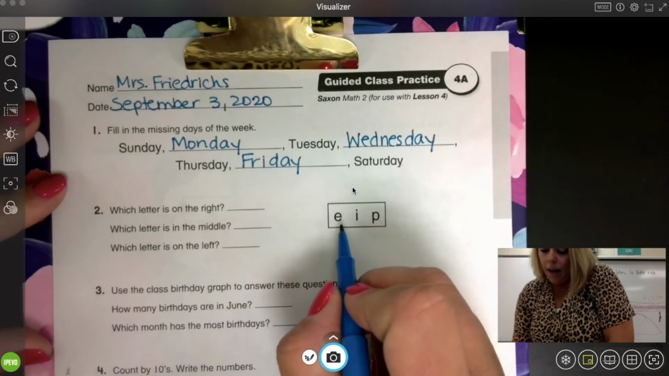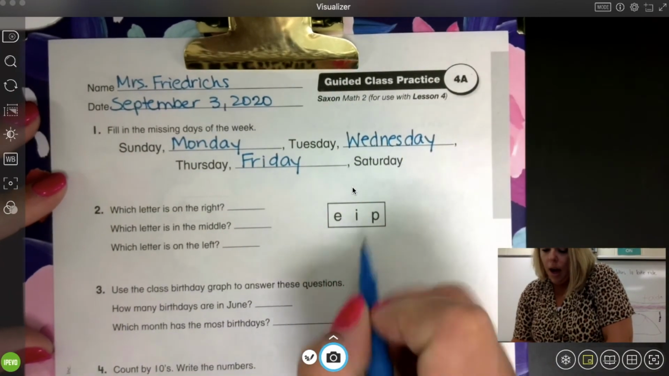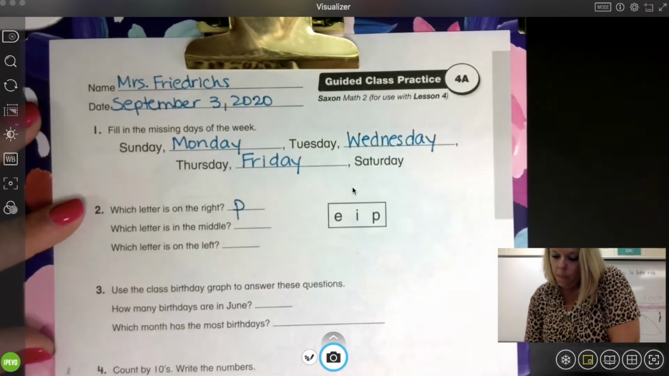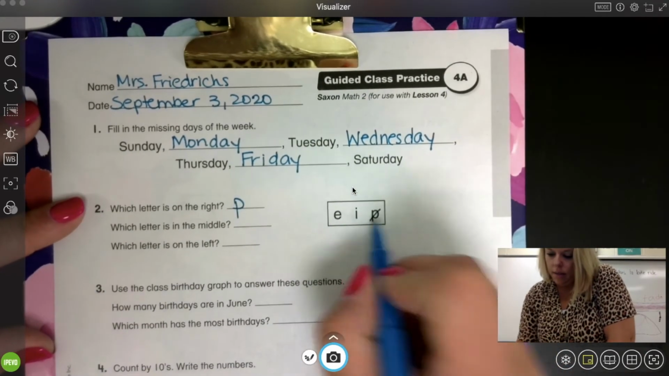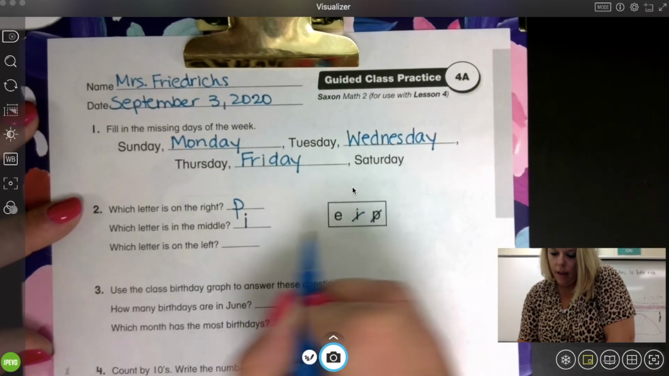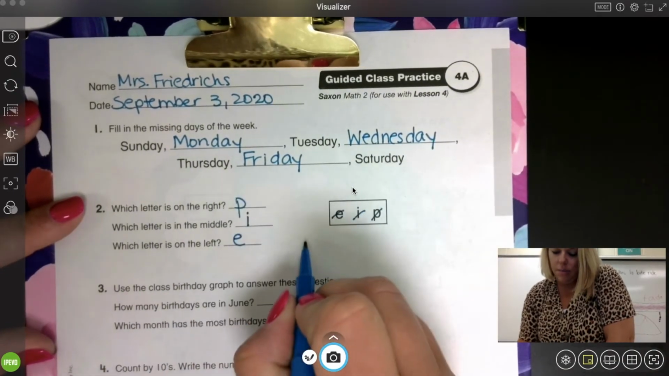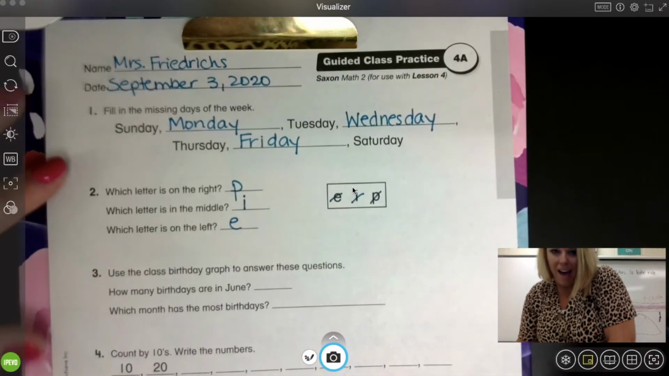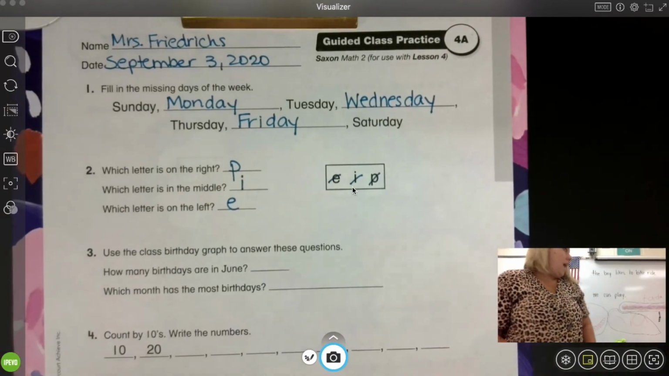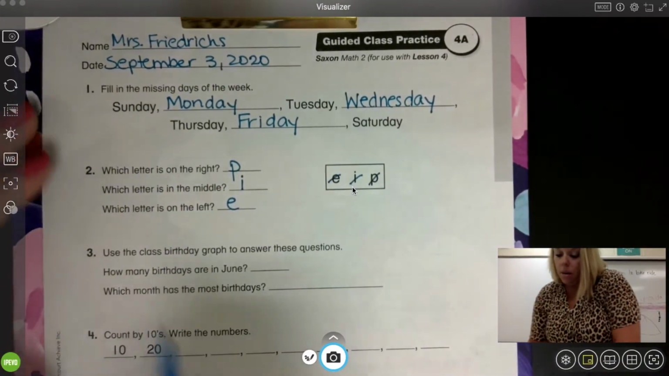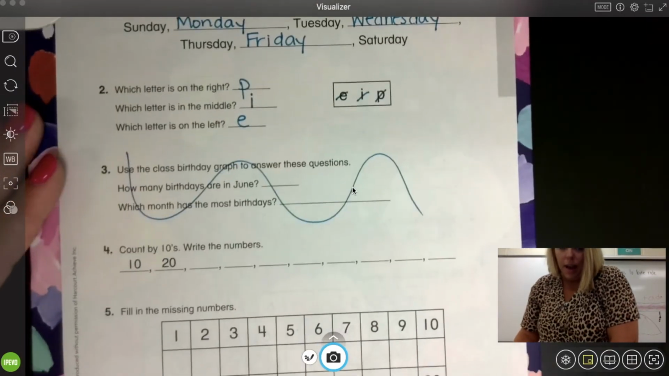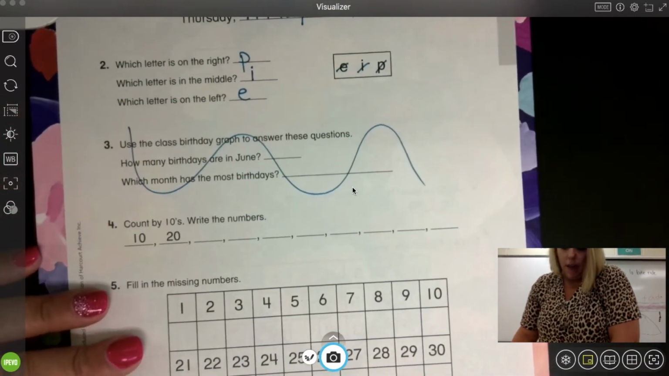Which letter is on the right? E, I, or P? Which letter is in the middle? The I is. Which letter is on the left? E. You know what that spells? P-I-E. Pie. Okay. We, for today, are going to skip number 3 because we did not get all of our friends' birthdays in yet. So skip number 3 for today.